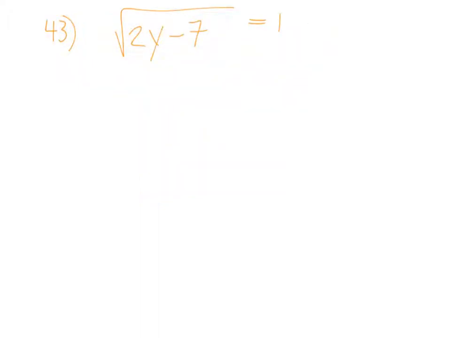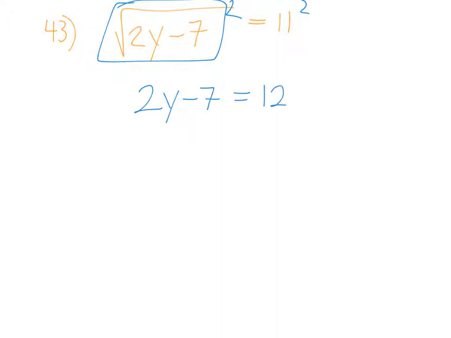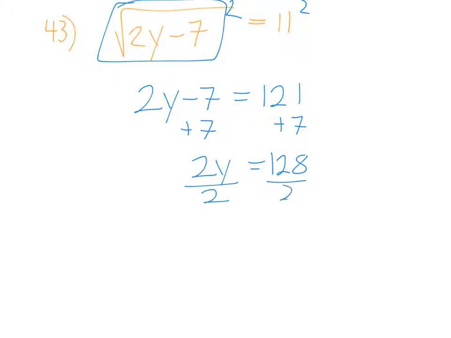For number 43, we've got a square root equation. Since the square root is already by itself, I'm going to square both sides. This should actually be an 11 on the right side. When I square the left side, I get 2y minus 7, and when I square the right side, I get 121. To get the y by itself, I'm going to start by adding 7 to both sides, and I get 128. On the left, I get 2y. When I divide by 2, I get y is equal to 64.